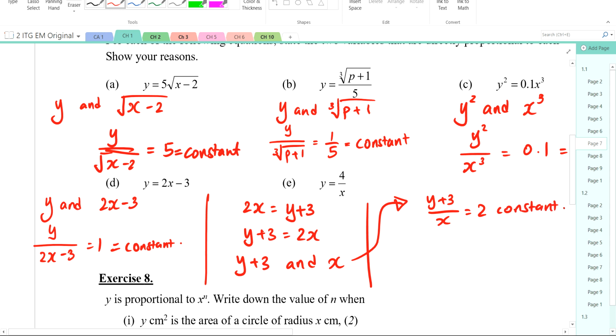Will these be tested? Very unlikely. But you just need to know that you can manipulate and you can get different answers. Different answers can be accepted as long as you can divide one by the other and you show me a constant. Okay?